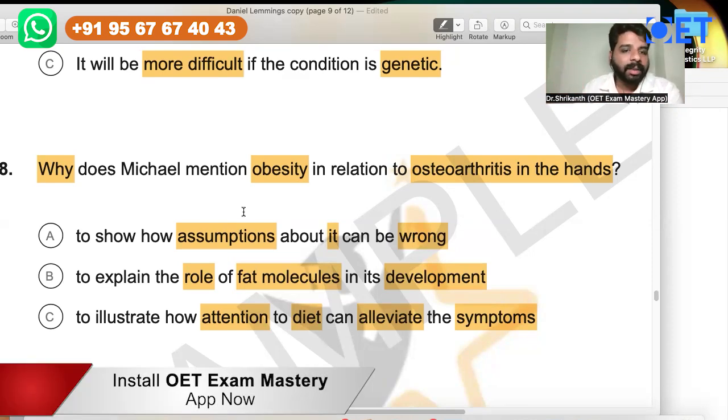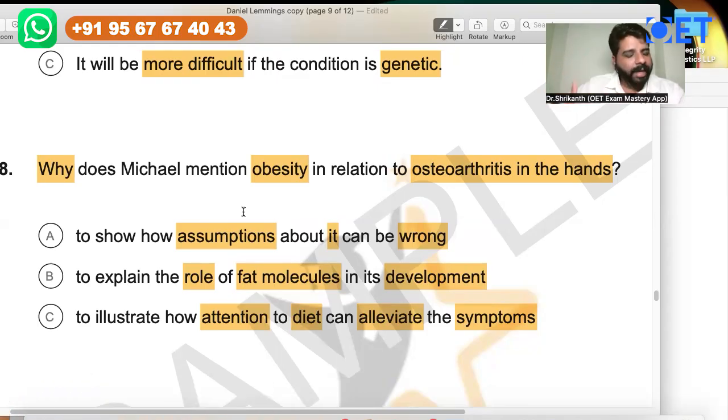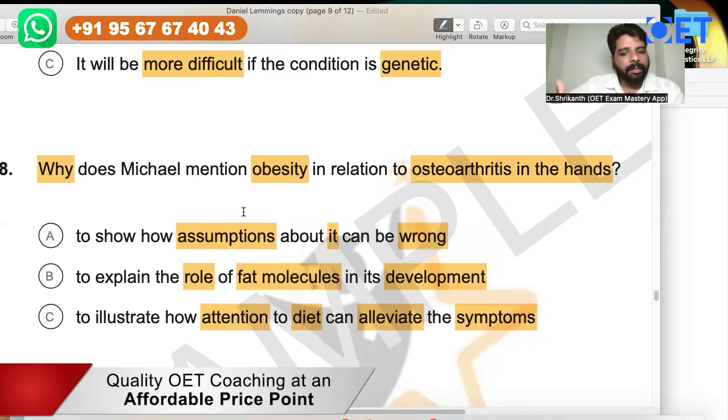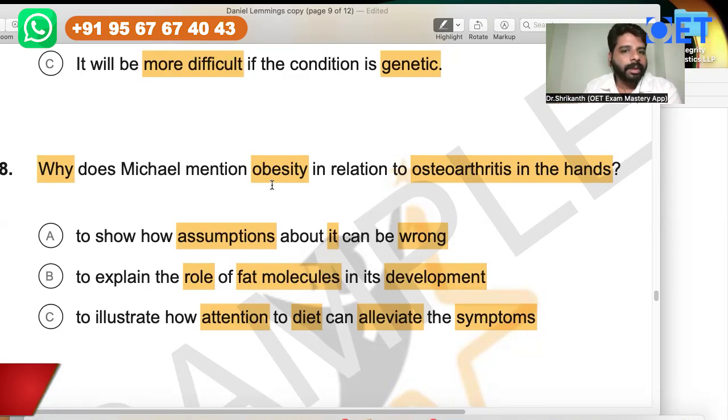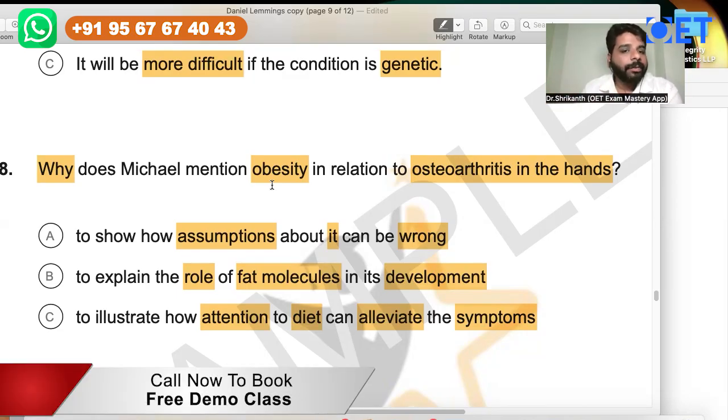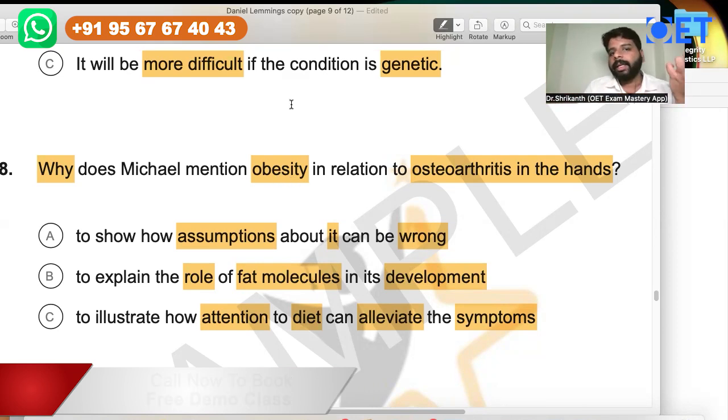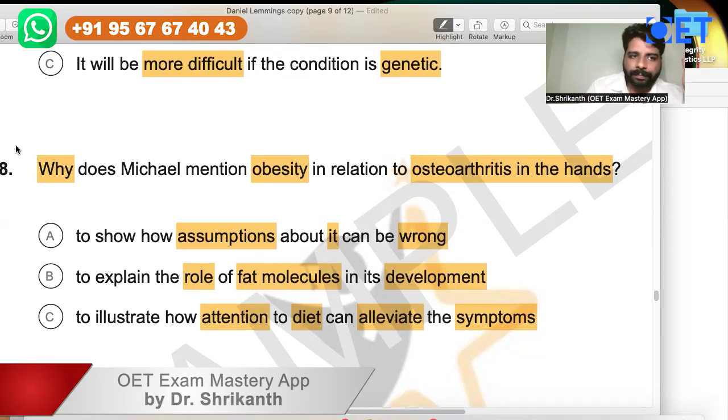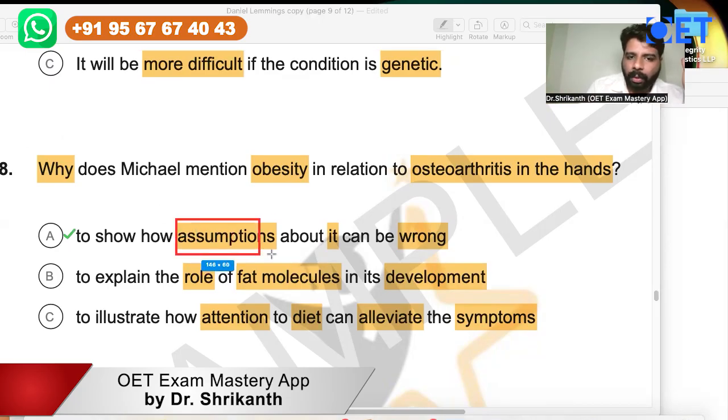But he is correcting that myth. He is saying even if a joint is not having mechanical load, that joint will still get osteoarthritis, because from the fat molecules, some chemicals are released and these chemicals lead to inflammation. So he's talking about obesity. So what is the reason? Why is he talking about obesity over here? He's talking about obesity to clarify a myth. That is, he is saying there are certain assumptions and they are wrong. So that is the purpose of bringing in obesity in this particular case. Right, so the correct answer option is A, because as you can see over here, he's bringing in obesity.